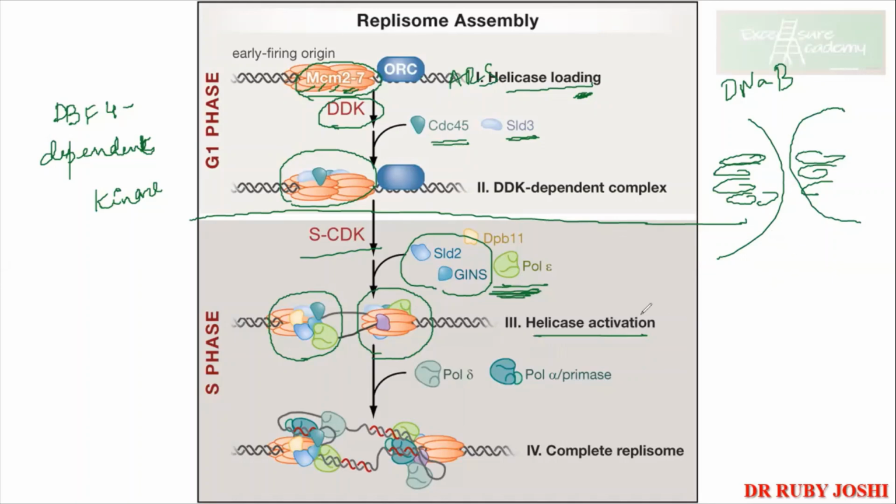Now once this gets activated, your Pol delta, which is the main one, okay, and the alpha, which is the primase, all are getting recruited. Now they are helping in continuing the replication then. It is a little complicated if you compare with the prokaryotes.